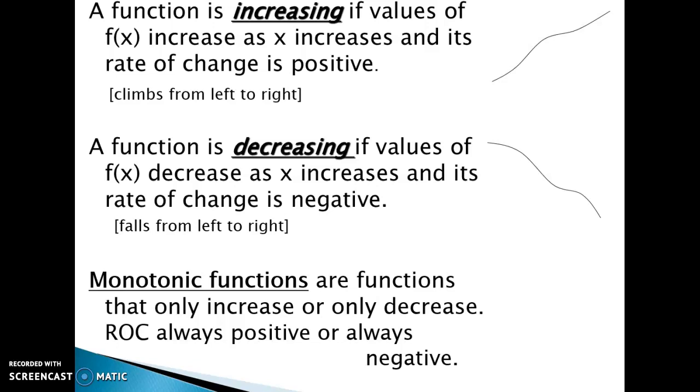So continuing with MAT 221, this is section 1.1. We talked about monotonic functions, or functions that only increase or only decrease. Their rate of change is always positive or always negative. For instance, in this case, the rate of change is always positive. Here, the rate of change is always negative.